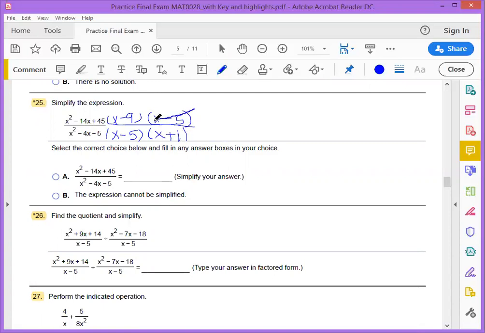See how we have x minus 5 in the numerator and x minus 5 in the denominator? We can cancel those terms, leaving x minus 9 in the numerator and x plus 1 in the denominator. This is our answer.